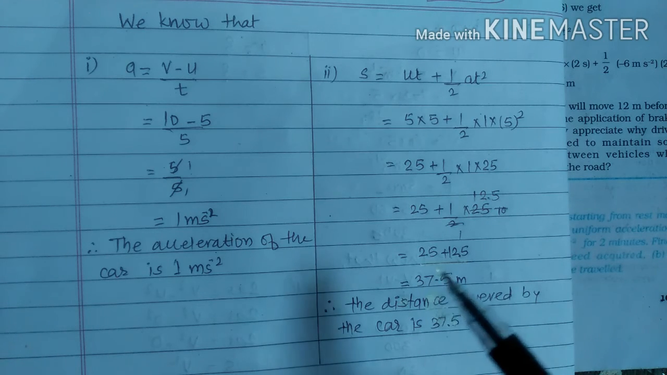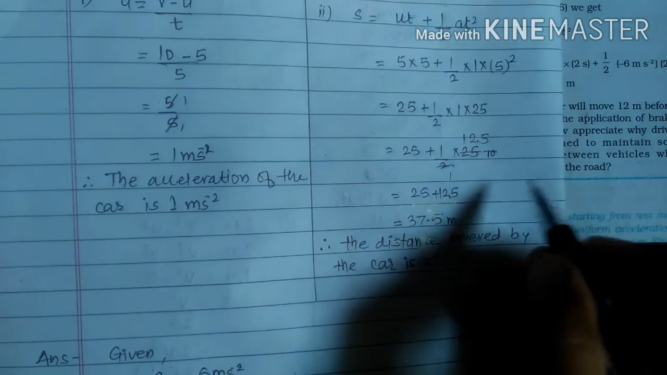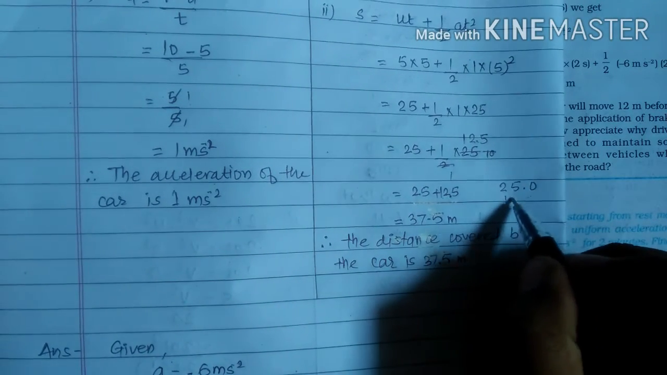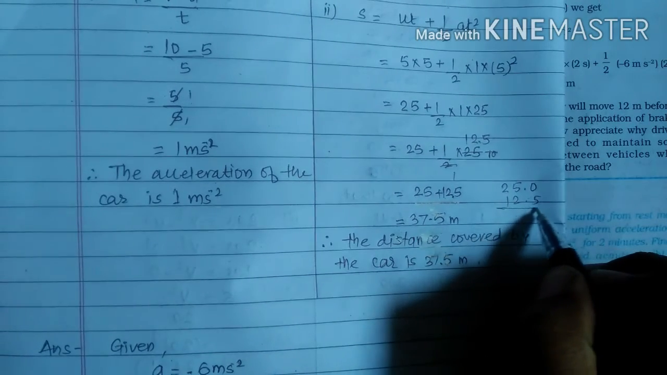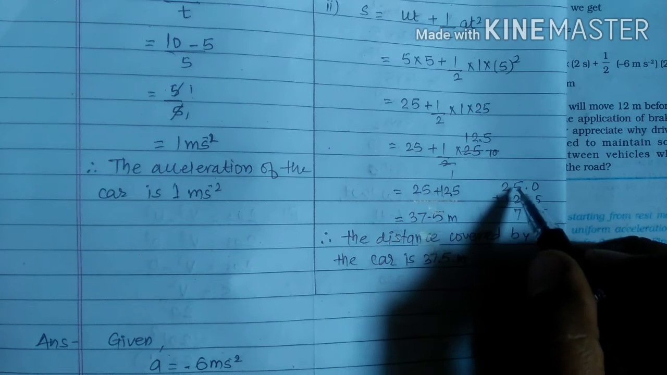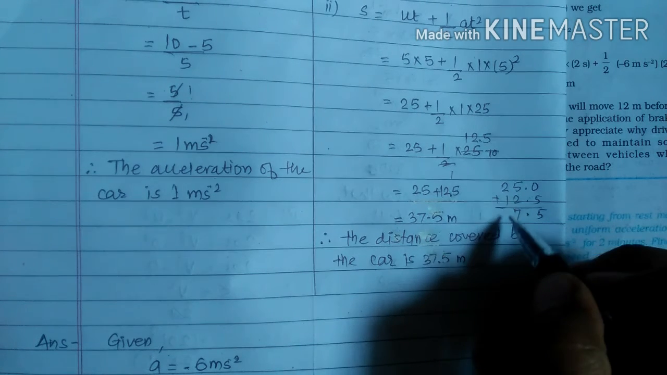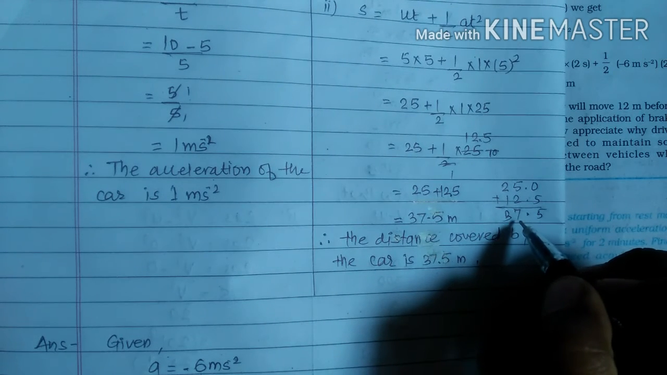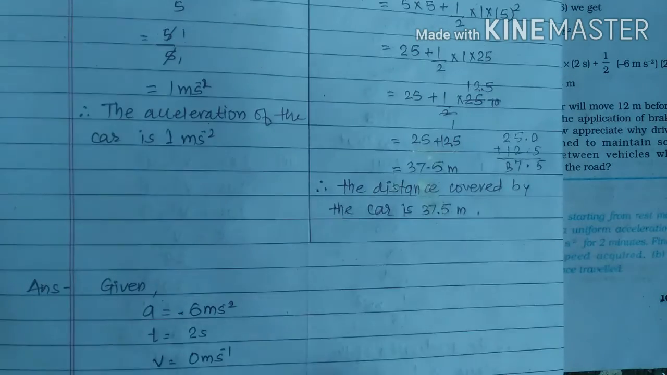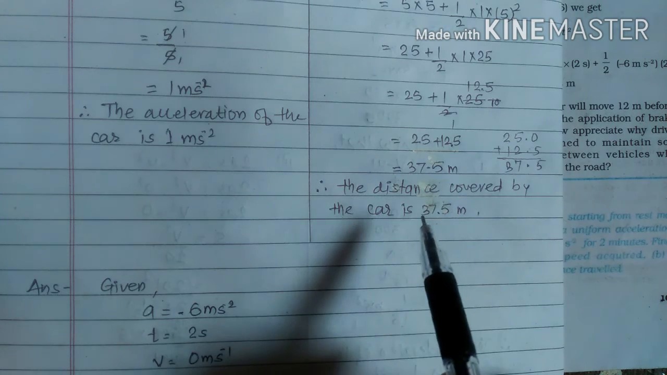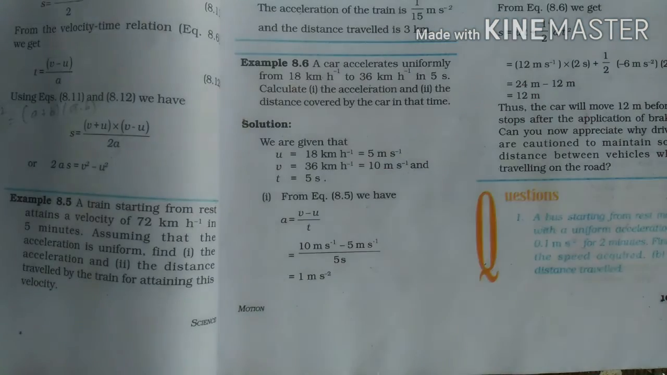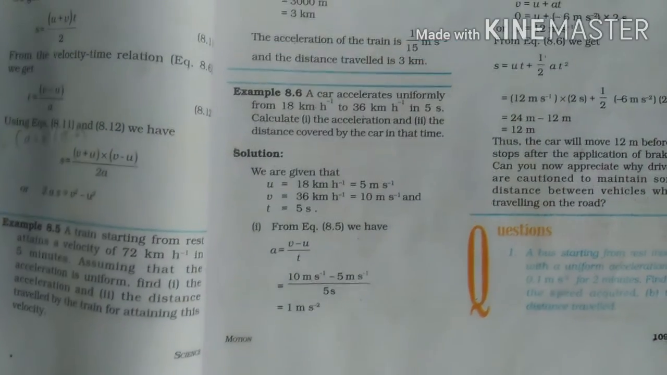Then when we add this, addition you can do in this way. First we write 25.0, here 12.5. When we calculate this, 5 as it is, 0.7, 5 plus 2 is 7, then 2 plus 1 is 3, that is 37.5, that is 37.5 meter. Therefore the distance covered by the car is 37.5 meter. Now we will move towards the next question.